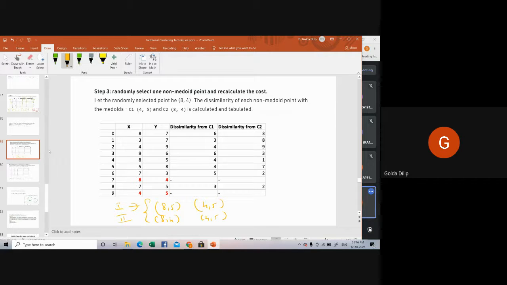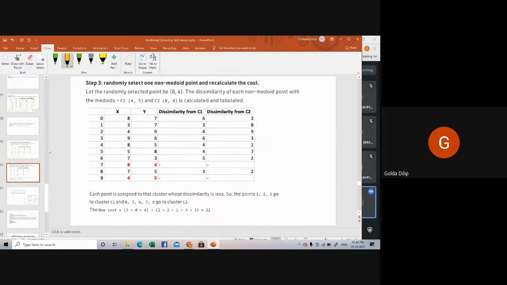Now, you randomly select a point, (8, 4). Then the dissimilarity of each non-medoid with the medoid points, that is (4, 5) and (8, 4), is calculated and tabulated, just like the previous one. These are the two medoid points right now. So you calculate the dissimilarity of the non-medoid points with respect to the medoid points and then assign them to appropriate clusters.